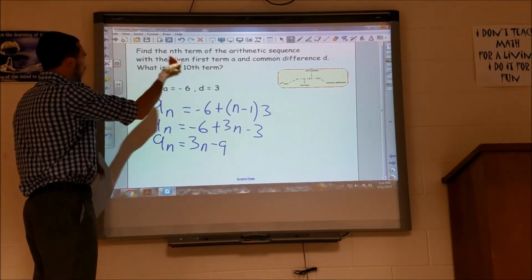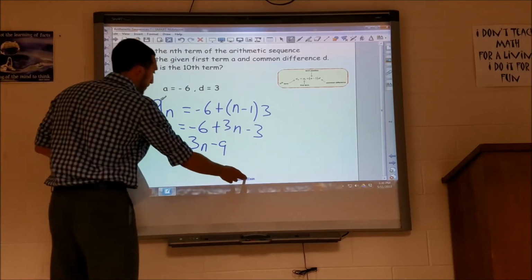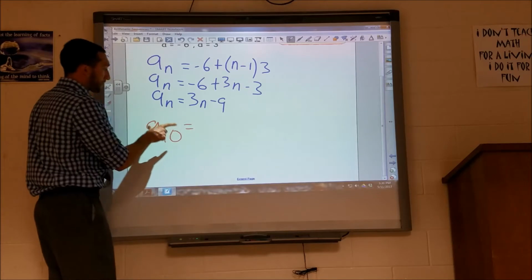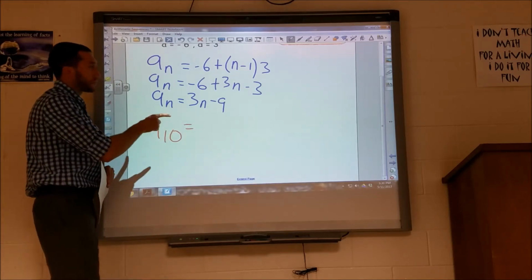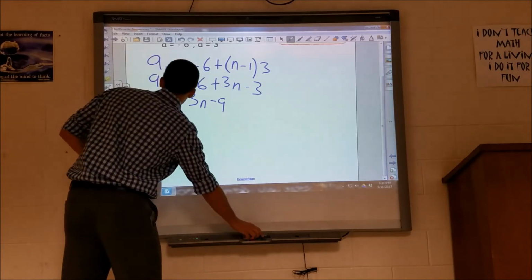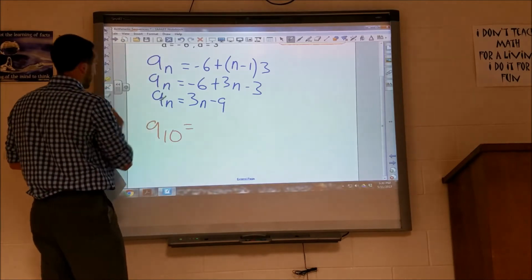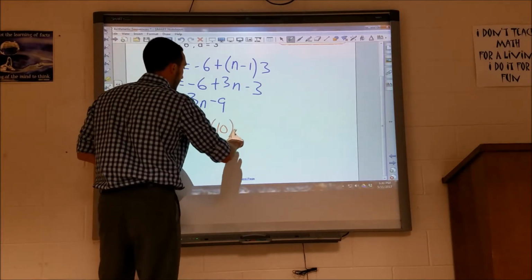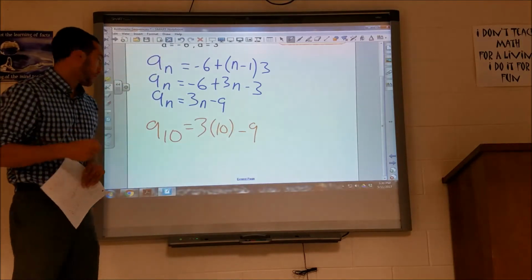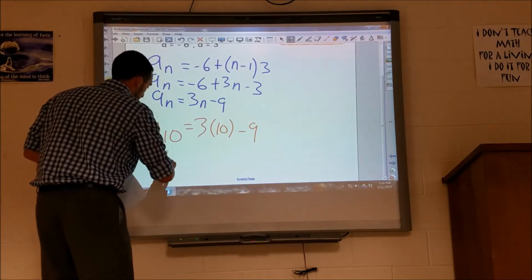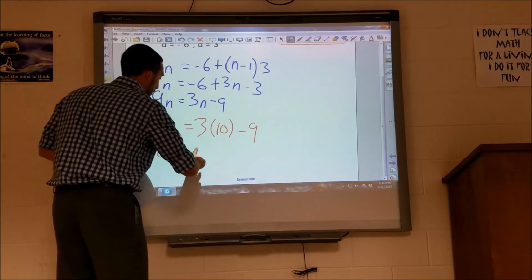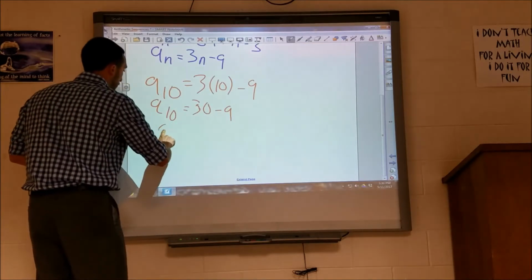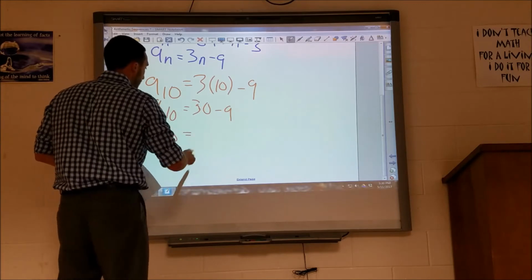So here they want us to find the 10th term. That means I'm going to look for a sub 10, which is our notation for the 10th term. So 3 times, then I plug a 10 in for the 10th term. So a sub 10 is equal to 30 minus 9, so my 10th term is equal to 21.